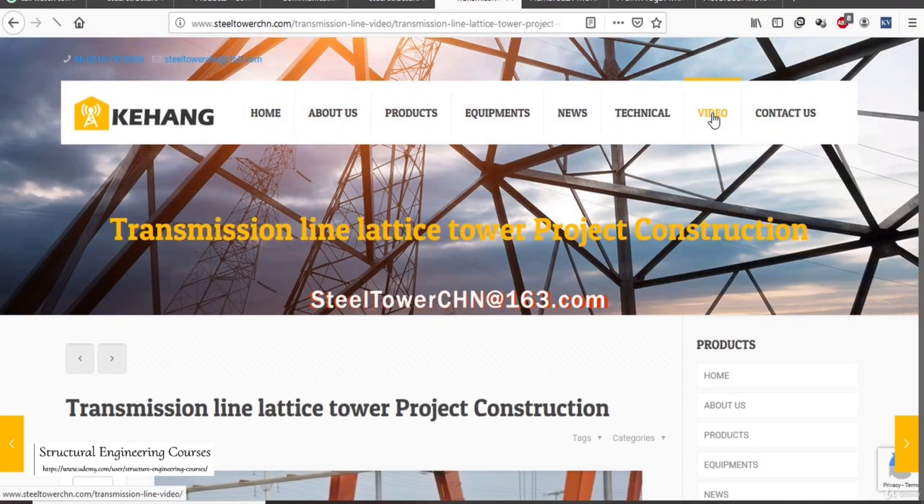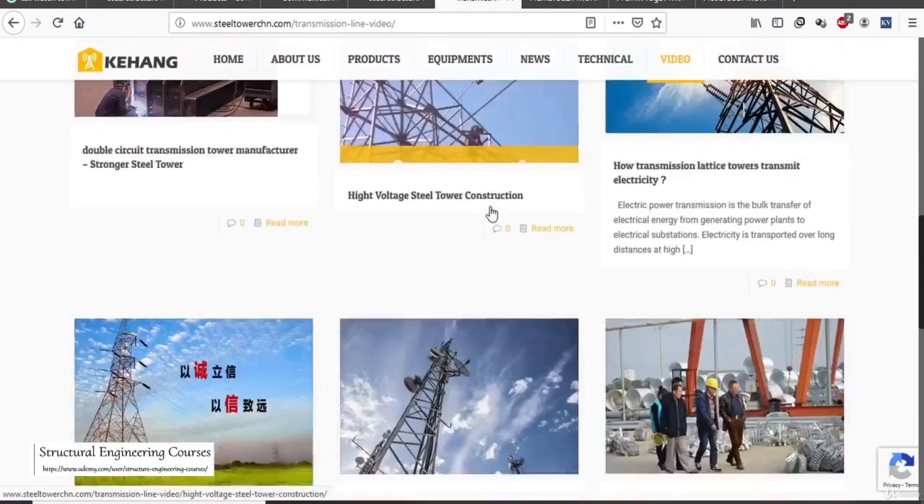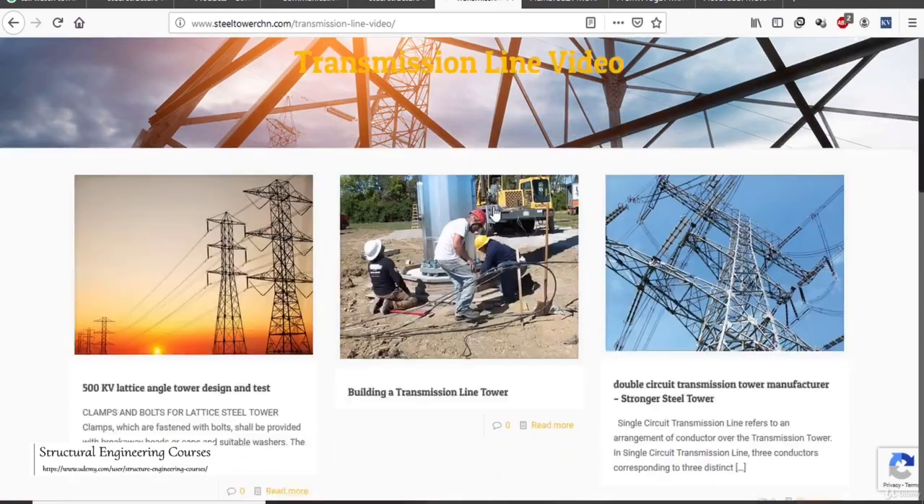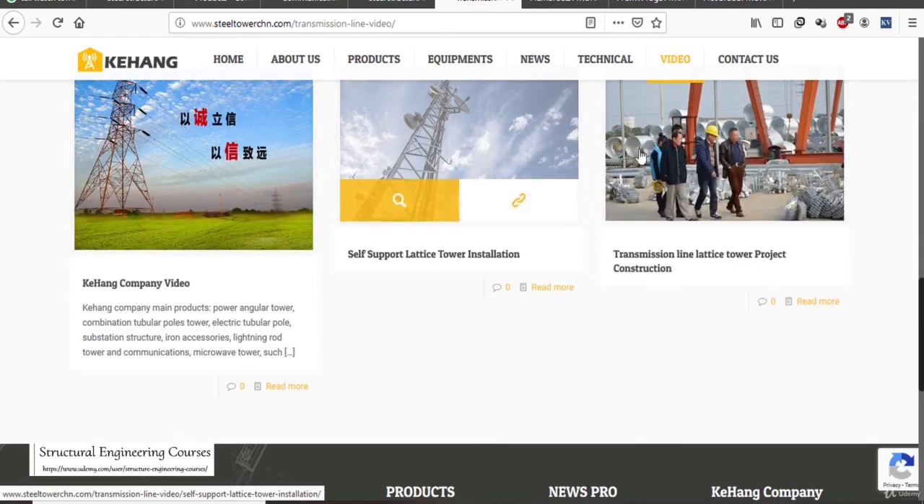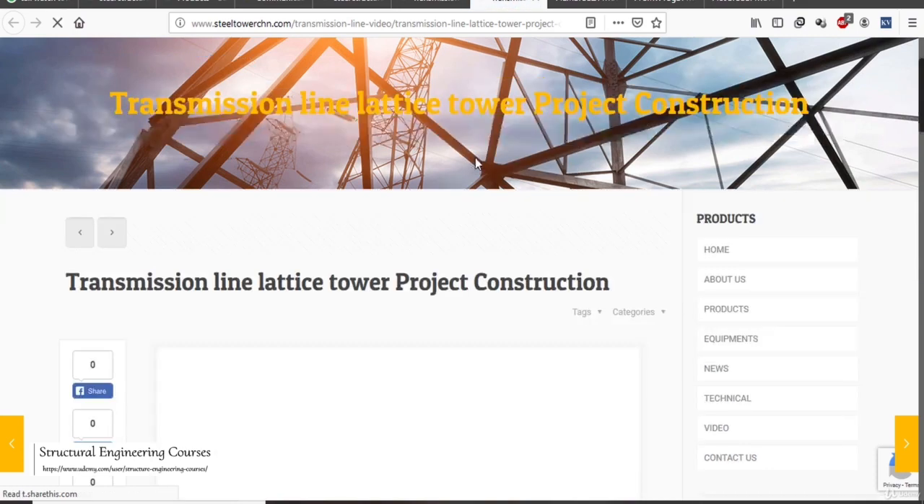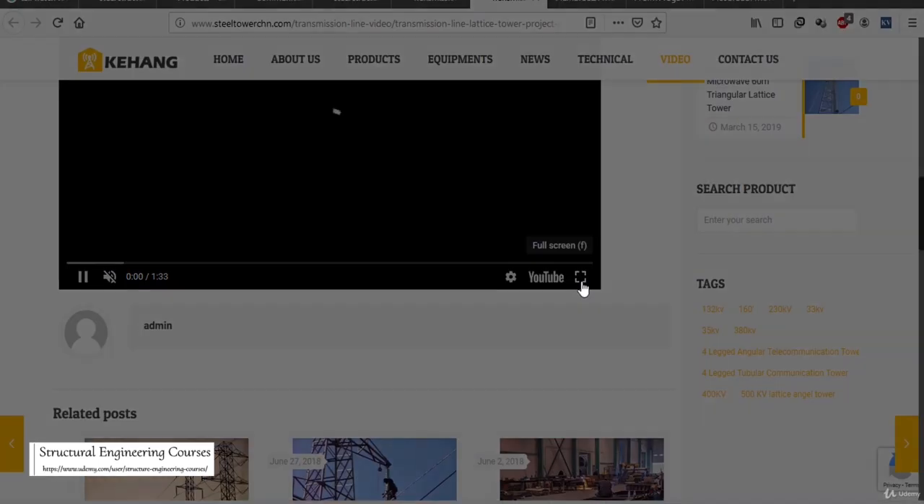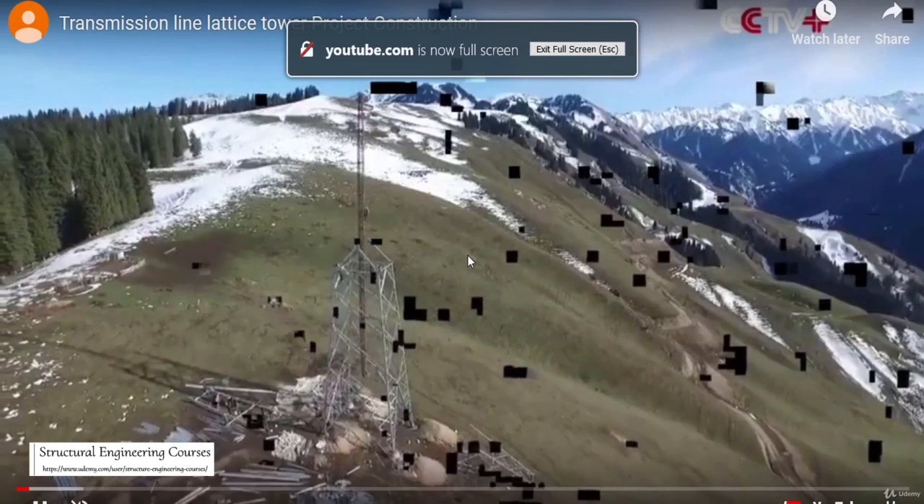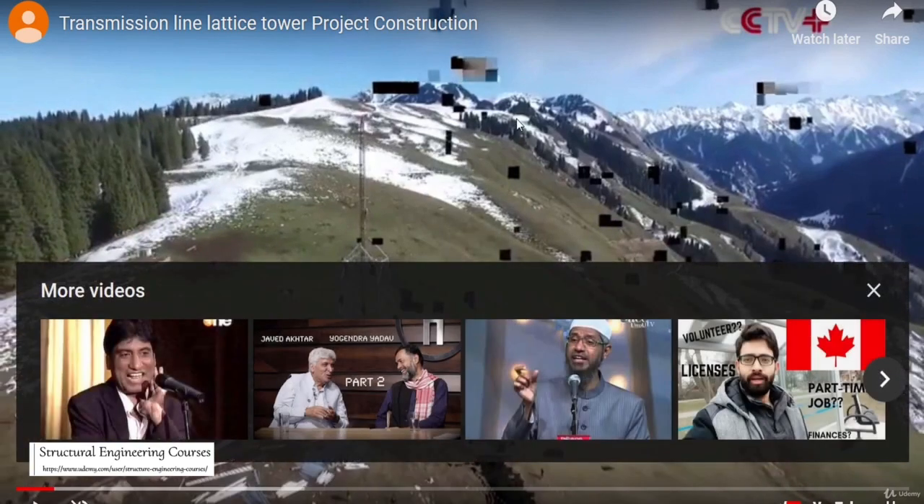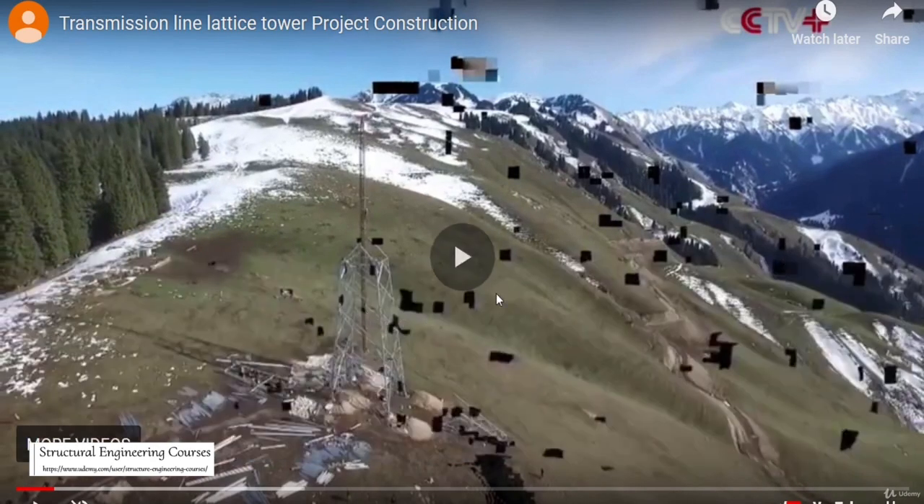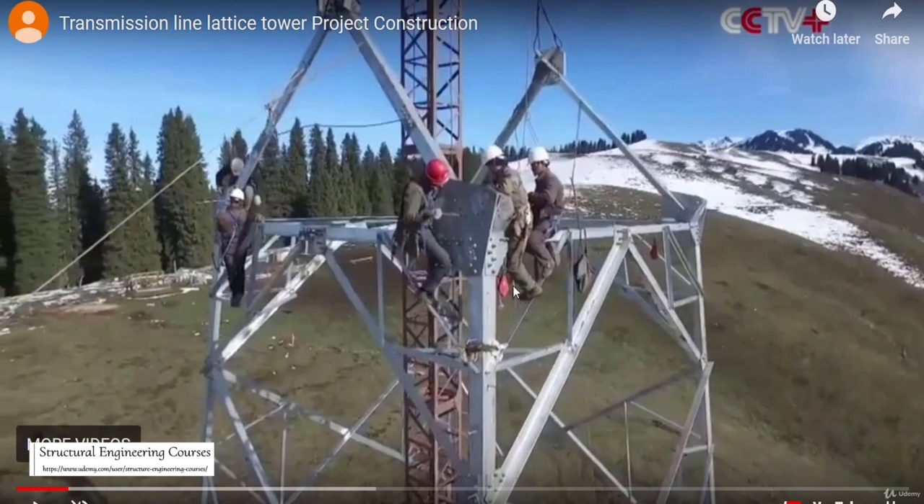And if you want to see the videos also, they have uploaded very good videos here. That is how these communication towers are made. So you can see this video here. Here you can see that they are installing a very large transmission tower on a very hilly area. Here you can see how tough a job this is. Basically, these are the four very large angles, and this is basically the bracing that they have made here.